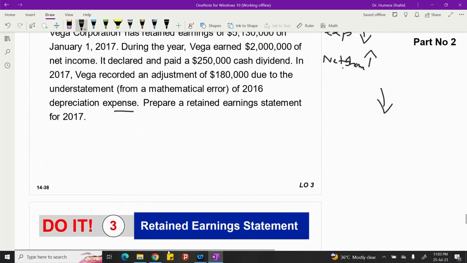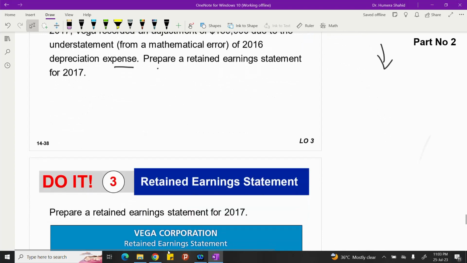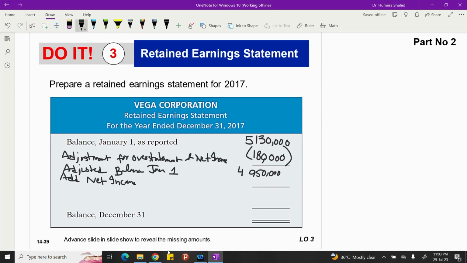How much is net income this year? That's 2 million, right? So 2 million is net income. So what is going to be the balance? That will be 6,950,000. Then less or deduct dividend.